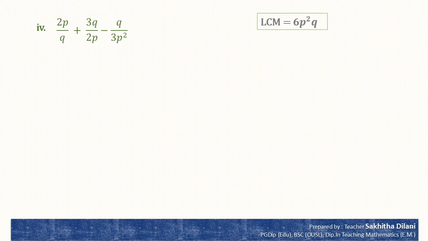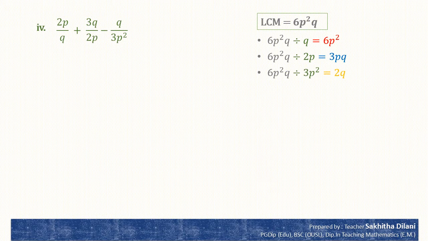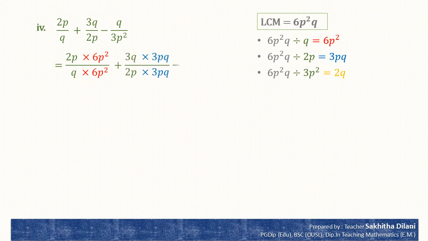Now divide this LCM by q. The answer is 6p squared. Then divide the LCM by 2p. The answer is 3p cube. Then divide the LCM by 3p squared. That is 2q. Now multiply the first fraction by 6p squared and the second fraction by 3p cube and the third fraction by 2q.